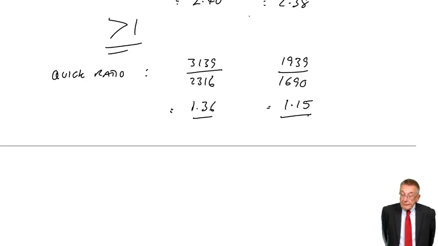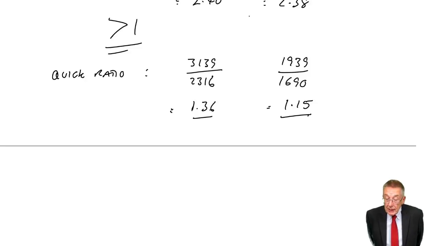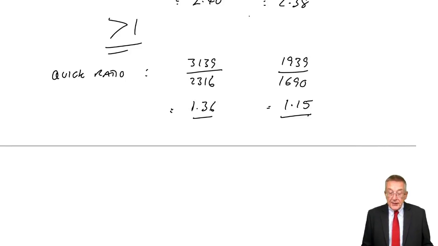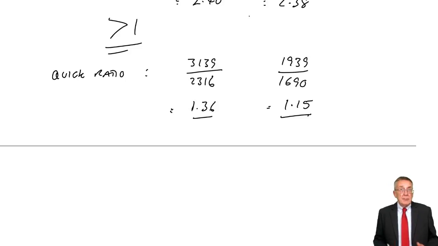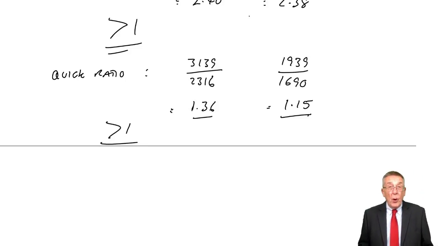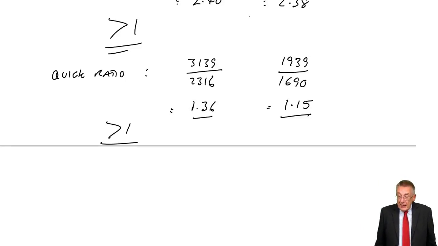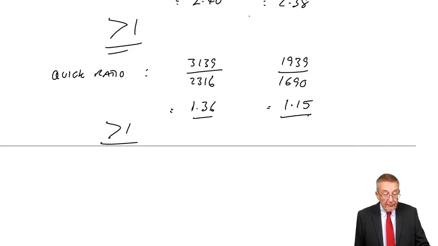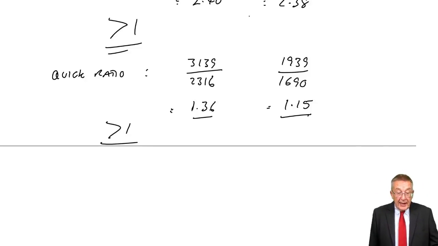Well, again, I think obviously you'll expect that to be lower. It'll always be lower than the current ratio, but the same principle applies. To be sure we're going to be able to pay our bills in the short term, again, we'd want it to be more than 1. And it is here. There's no sign of any particular problem.